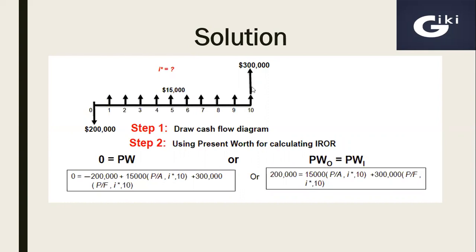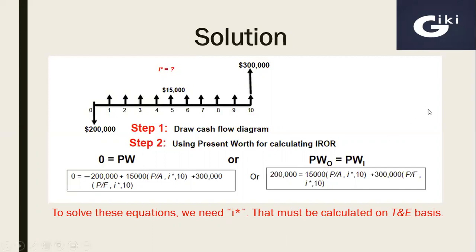Then 300,000 at the end of 10th year. So this is a single payment and a future amount. For converting into present amount, we use P over F factor for unknown rate of interest and 10 years. On the other hand side, present worth of outflows is equal to present worth of inflows. So outflows are 200,000. They are already in terms of present worth because at time zero, so this will come as it is. 200,000 would be equal to 15,000 into P over A factor for unknown rate of interest and 10 years, and 300,000 P over F factor for unknown rate of interest and 10 years.